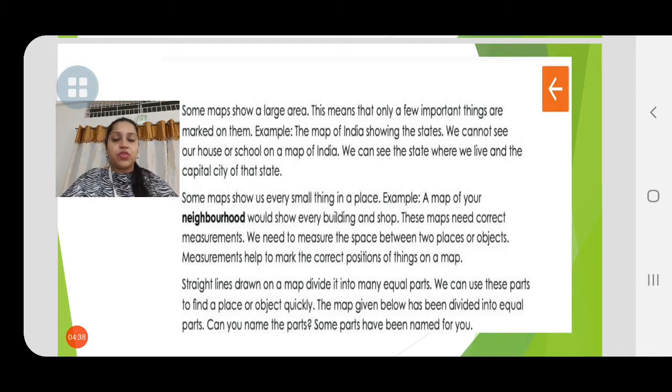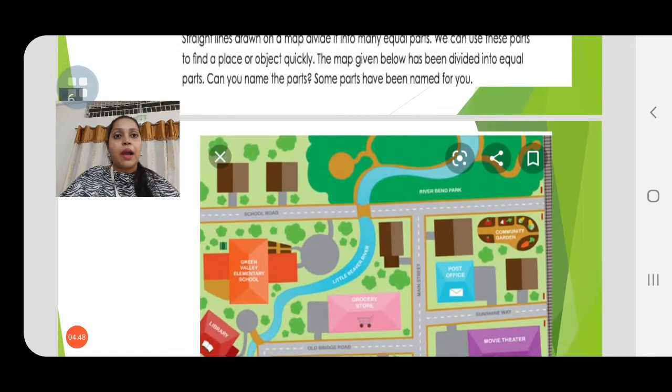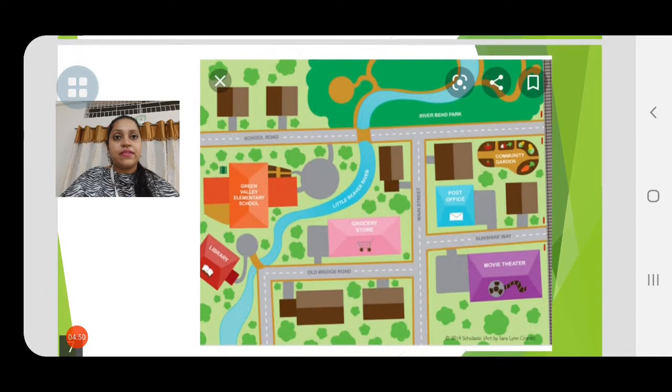Okay, the space between two places, I'm not talking about the distance, but the space between two objects, is also the same. Now, children, let's see an example, a picture. Yes, children, you can see a picture of just a neighborhood. Okay, and you can see here every detail is shown.